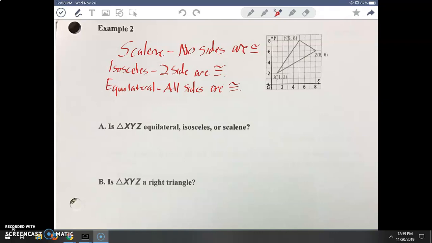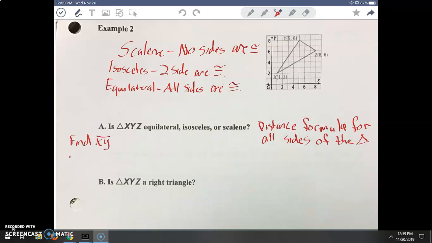You'll have to do the distance formula for all sides of the triangle. Basically that means you'll be doing the distance formula 3 different times. One of the things you'll do is find XY. You will find XZ. And then you'll also find ZY. You'll find all 3 of those.